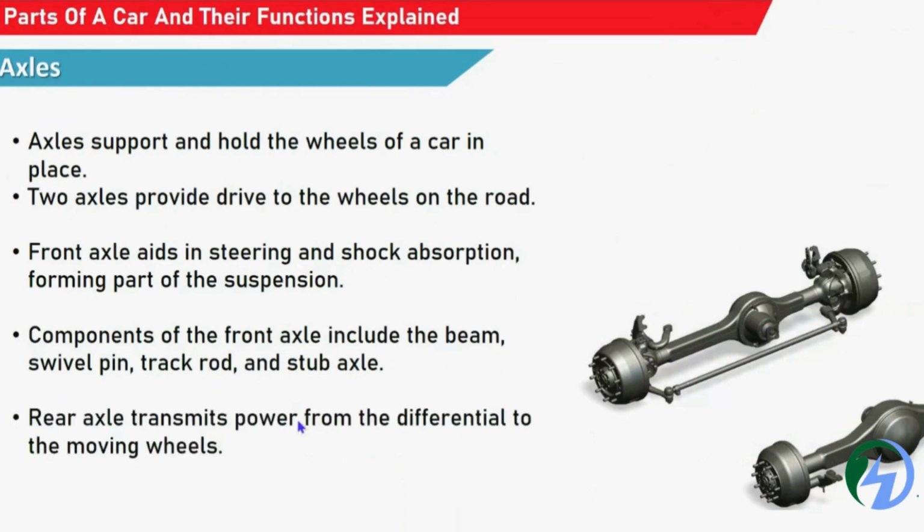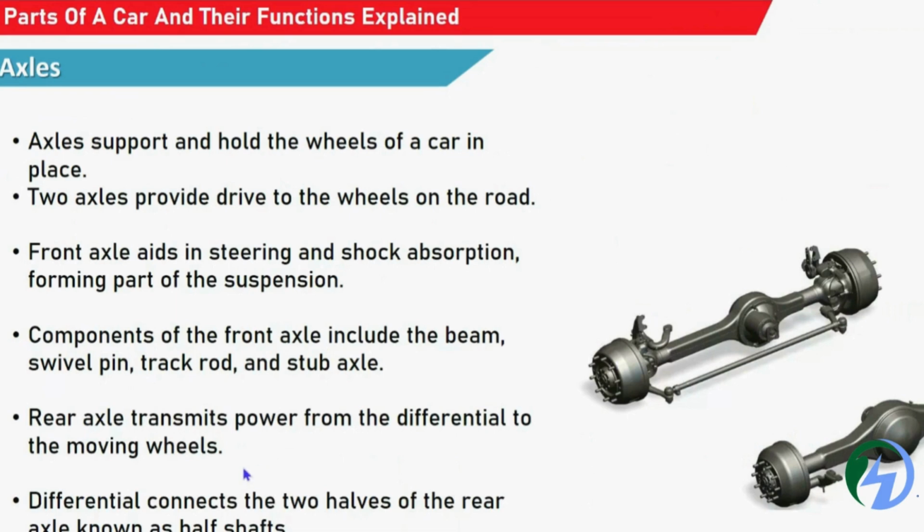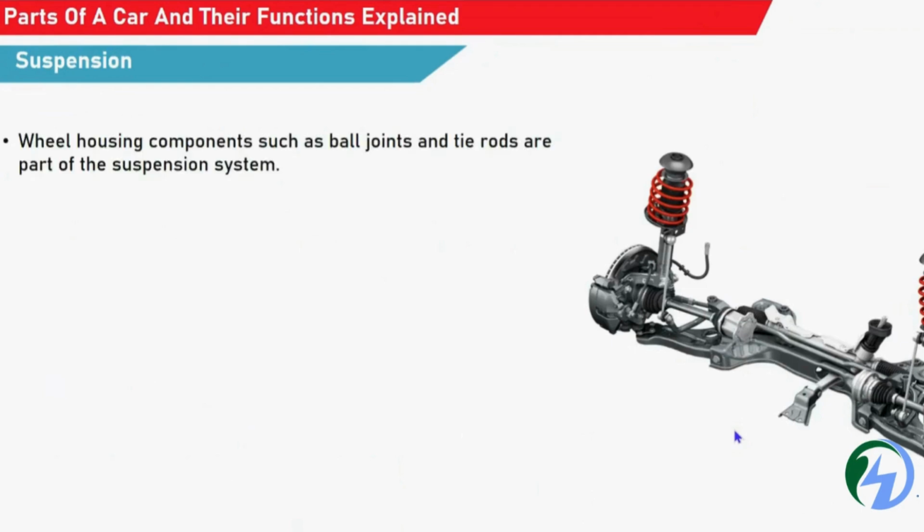And the rear axle transmits power from the differential to the moving wheels. The differential is connected to the rear wheels through what are known as half shafts. It is part of the differential, where it distributes the power to the back wheels. So these are the axles. And next is a part of the suspension.